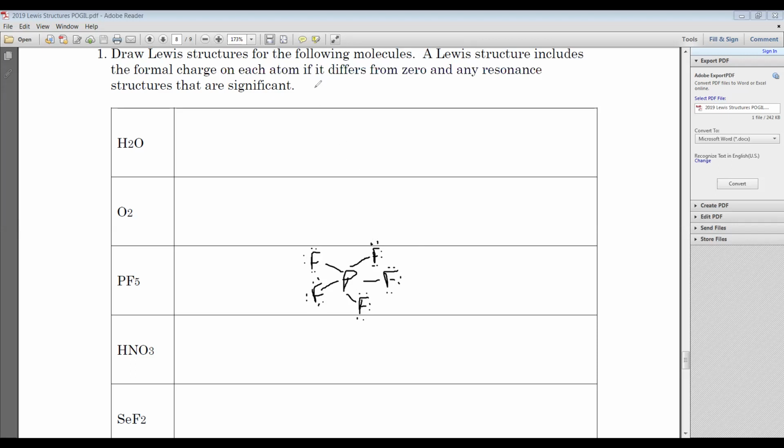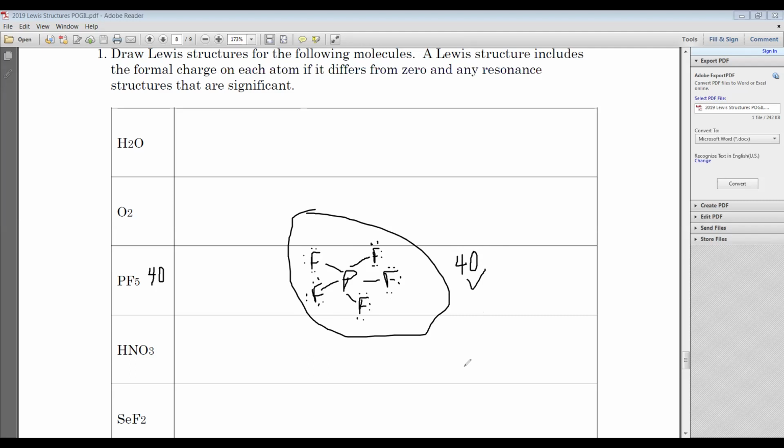So, counting up everybody real quick in structure, remember we started with 40. We now have 2, 4, 6, 8, 10, 12, 14, 16, 18, 20, 22, 24, 26, 28, 30, 32, 34, 36, 38, 40. So, the structure itself has 40, and that matches our 40 there, so we're good.